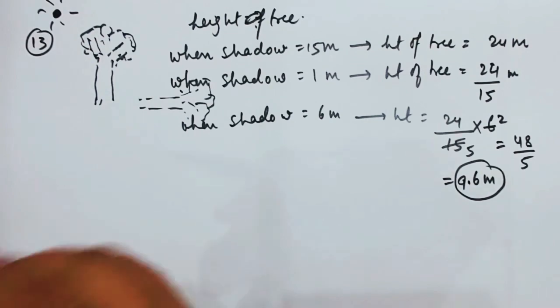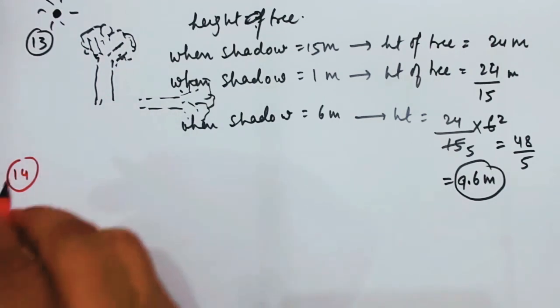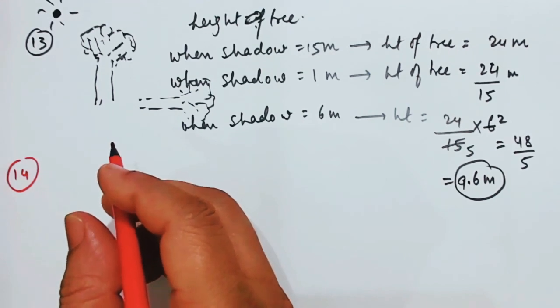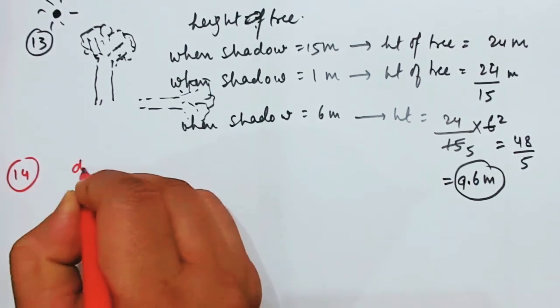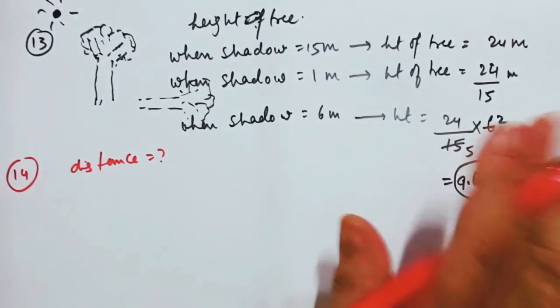Come to number 14. Without wasting time, a loaded truck travels 18 km in 25 minutes. If the speed remains the same, how far will it travel in 5 hours? They are asking the distance, so it should be on the right hand side.